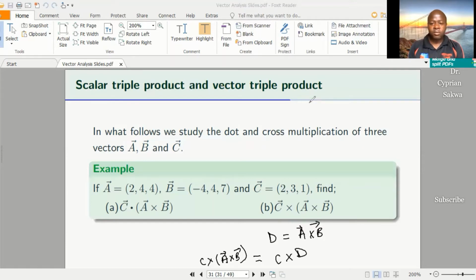Just to mention before we go far, the use of brackets in finding the vector triple product is very important. For the scalar triple product, you can do the bracket either way and still get the same result. But for the vector triple product, if you did away with the bracket, you will not get the same results. The reason is that we know the cross product is not commutative, but the dot product is.